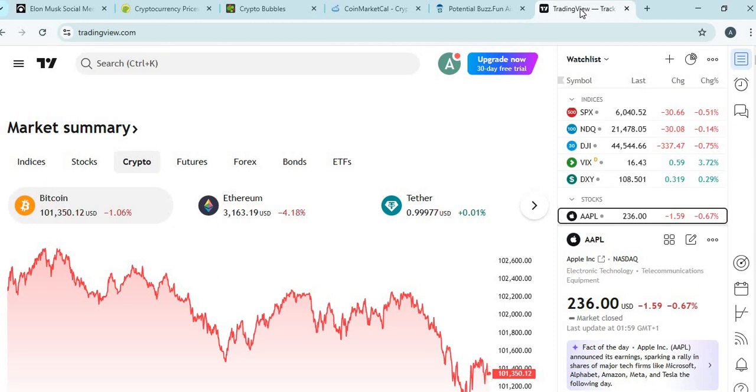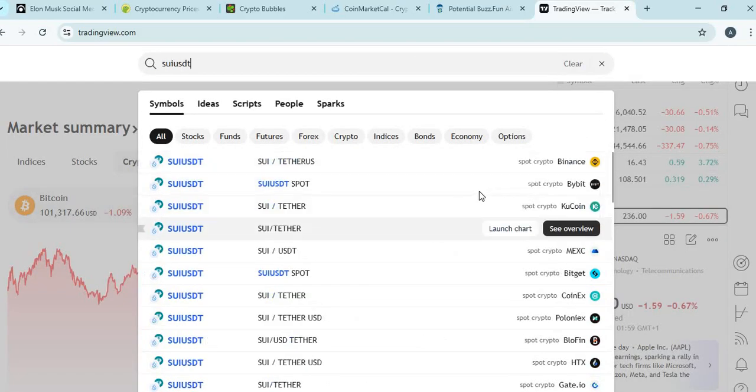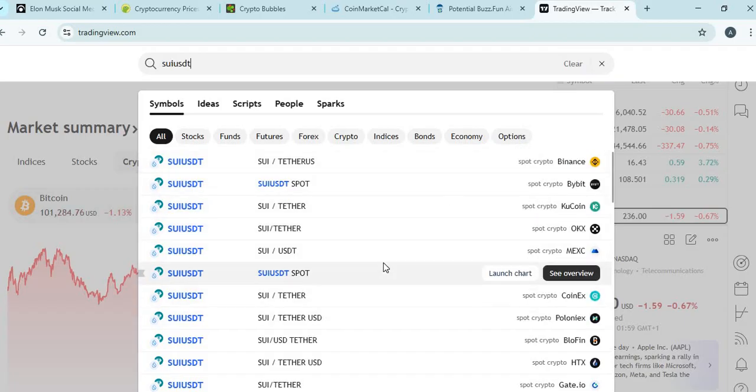So the last one here is TradingView. With TradingView, you can do both technical and fundamental analysis, a lot of things here. So this is the crypto page. This can also be used for stocks, for futures, for forex pairs, for bonds, for ETFs, as many things as possible. So let's start by searching for, let's say, SUI USDT. So you can see SUI on Binance, SUI on Bybit. You have the flexibility and a lot of options to pick from.